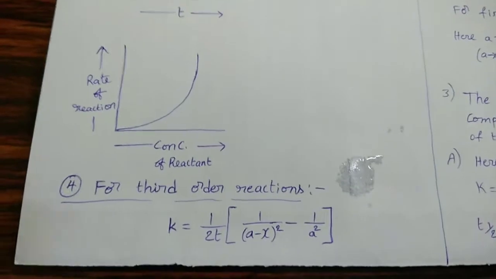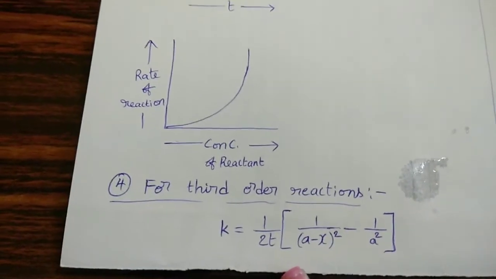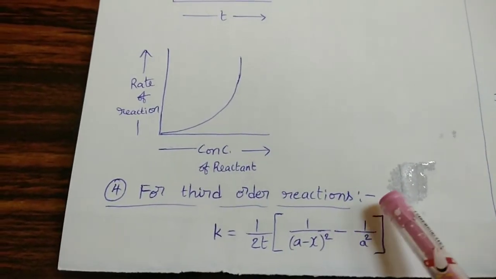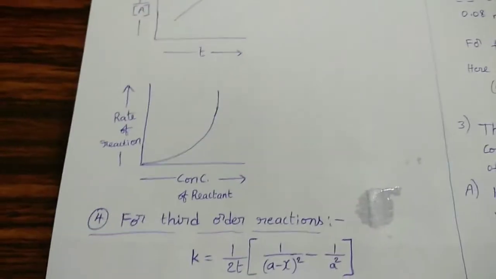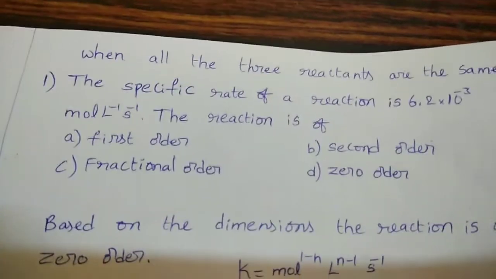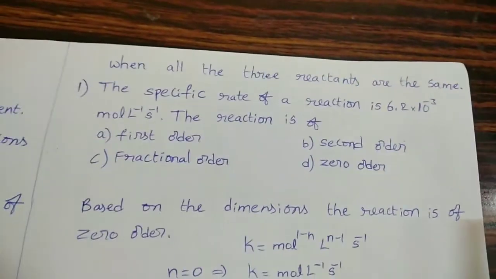Next, for third order reaction, rate constant k equal to 1 by 2t into 1 by a minus x whole square minus 1 by a square. We use this integrated rate equation when all the three reactants are same. Next, see the numerical.